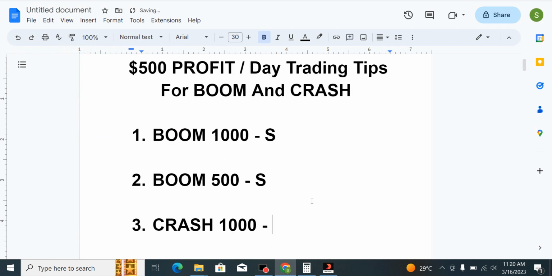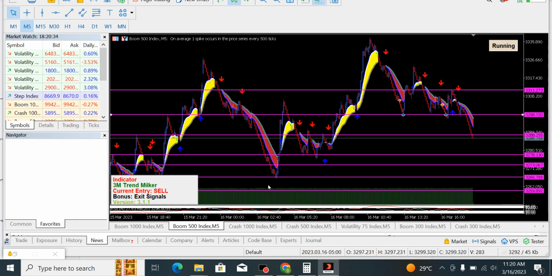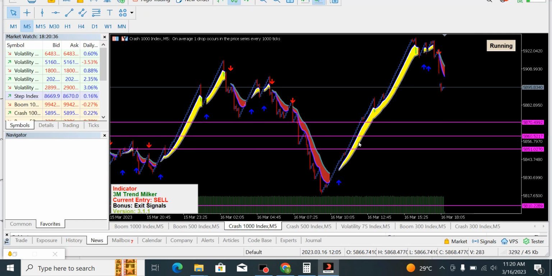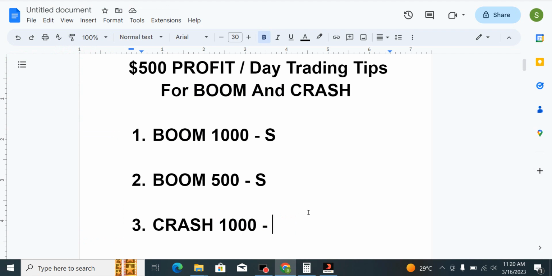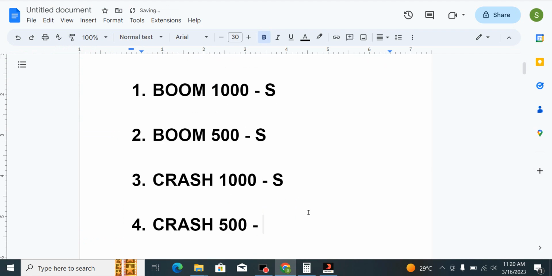So this is going to be more of a selling opportunity than a buying opportunity. So the next asset is going to be Crash 1000. Let's check it out right away. Okay guys, this is Crash 1000. This went on a buy trend and of course came to an end at this resistance zone, and right now it is selling at the moment.